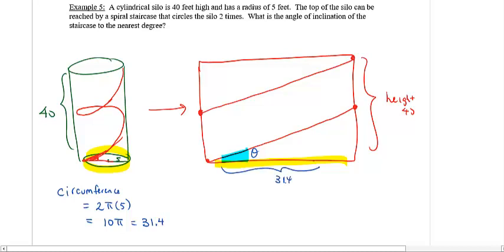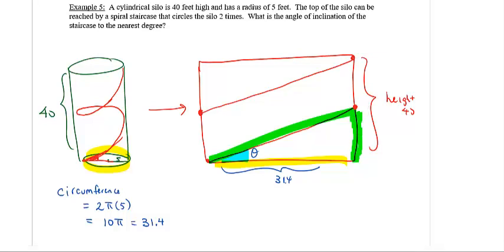So how do I find the angle? If you're thinking, I have here the 31.4. That's awesome. Ooh, I need another side. Do I have the hypotenuse? Don't think so. Do I have the height? Yeah. Is it 40? Oh no, it's actually half of that, so that's 20, right.